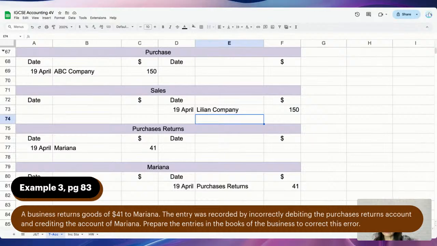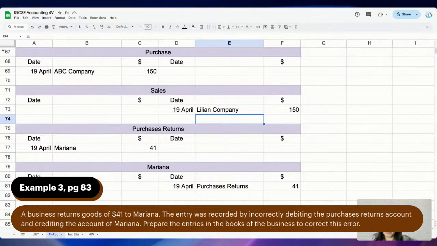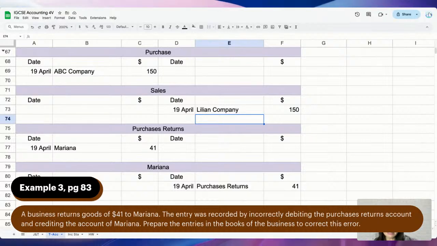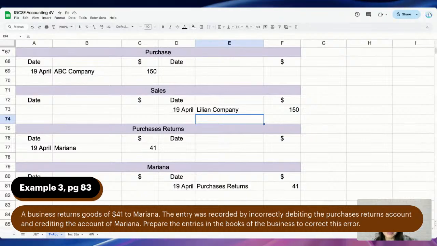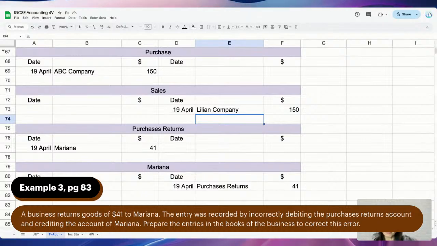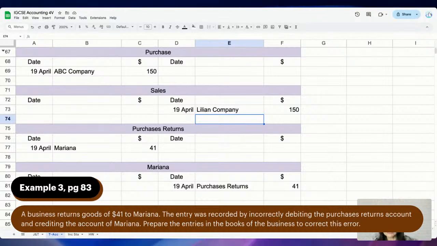A business returned goods of 41 to Marina. The entry was recorded incorrectly by debiting the purchase return and crediting the account of Marina. Prepare the entries in both books of the business and correct this error.